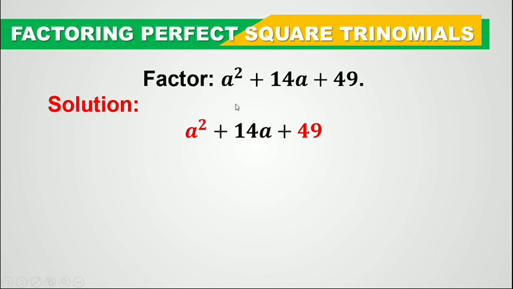So again, just get the square root of the first term, that's the square root of a squared, plus the square root of the second term, 49.